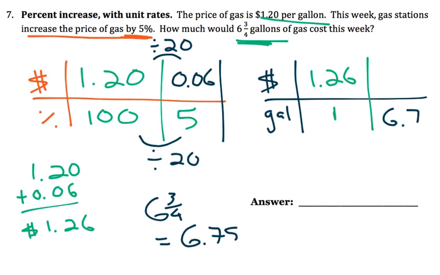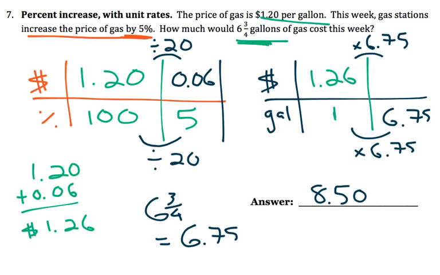So let's try and get to that. And let's multiply by 6.75. And when we do that, let's see what happens. We have $1.26 times 6.75, and that gives us 8.505. And notice the problem doesn't say anything about rounding, so we actually have to say that this is the new cost of gas. So it's about $8.50 or 51 cents for this 6 3/4 gallons.